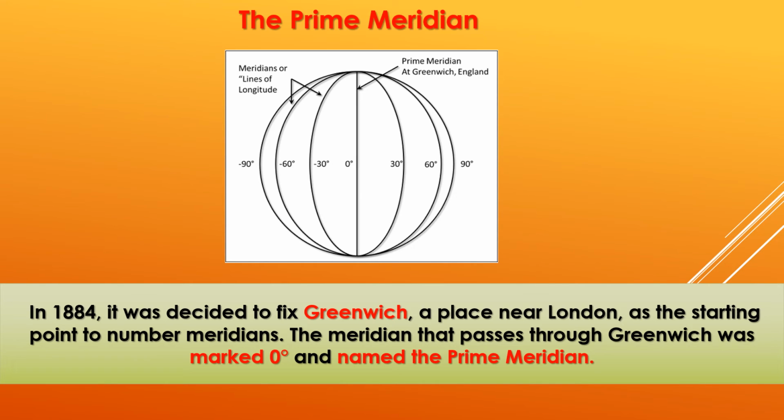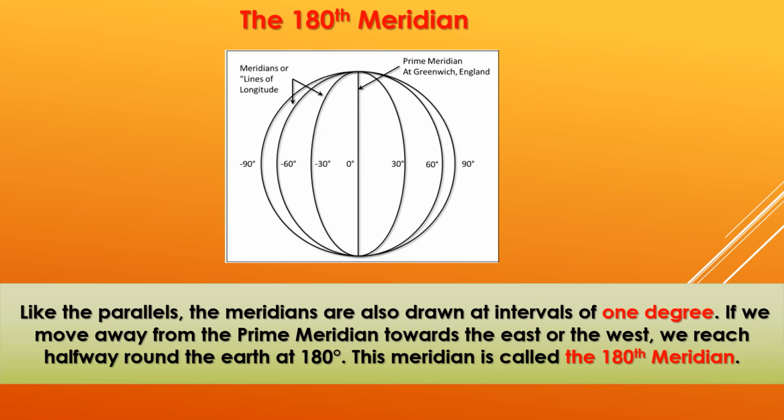Let us see what is the Prime Meridian. In 1884, it was decided to fix Greenwich, a place near London, as the starting point to number meridians. The meridian that passed through Greenwich was marked 0 degrees and named the Prime Meridian. Like the parallels, the meridians are also drawn at intervals of 1 degree. If we move away from the Prime Meridian towards the east or the west, we reach halfway around the Earth at 180 degrees. This meridian is called the 180th meridian.